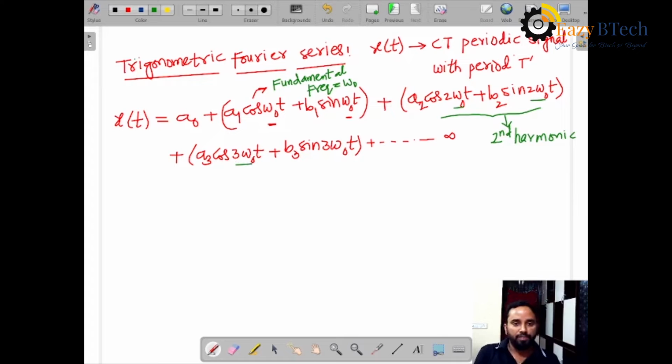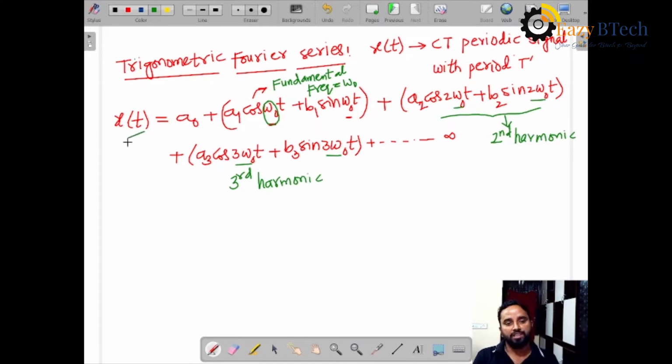And here we have frequency 3 omega naught, again an integer multiple of omega naught. Omega naught is the fundamental frequency. Here we have 3 omega naught, so that is why this is called the third harmonic. Third harmonic, and so on. Fourth harmonic, and so on.